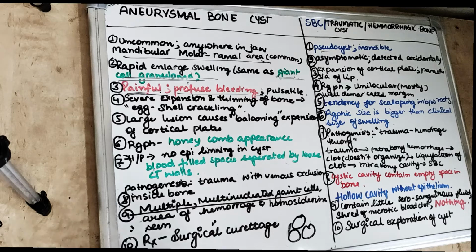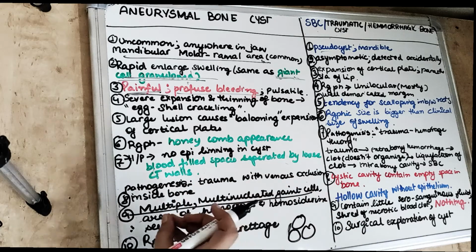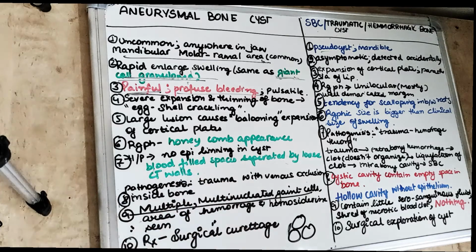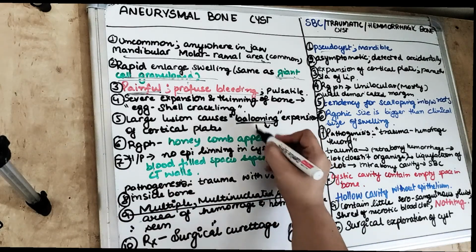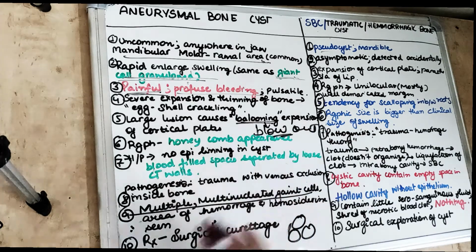So what happens? The characteristic feature of this cyst is the blowout, bulging of the lower border of the mandible. So you will see that there is a ballooning. Because of this ballooning, you will see that blowout at the lower border of the mandible especially.